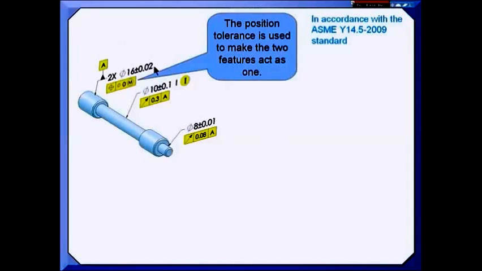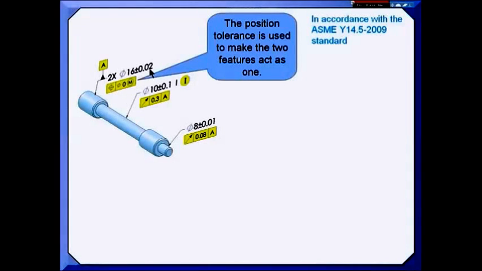In any case, in the 2009 revision, this is allowed where we have features of size that I'm going to use as a primary datum feature, and I need to control them with respect to each other. Because I'm using zero at maximum material condition, there is a boundary of perfect form, the virtual size, in other words, at 16.02.